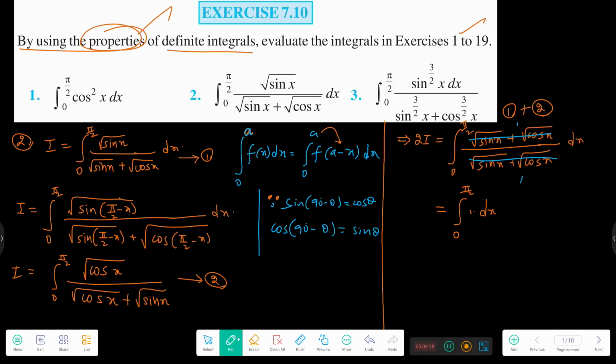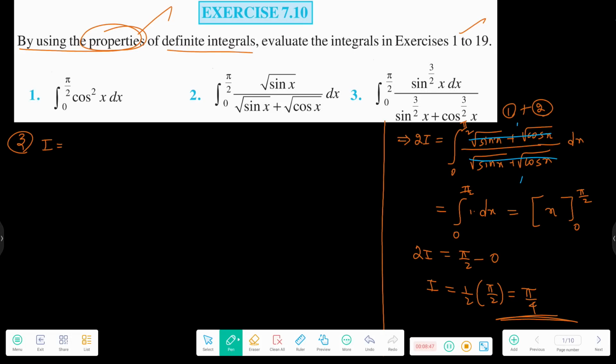What is the integral of 1 into dx? x. Very good, just x, from 0 to pi by 2. First apply the upper limit pi by 2 minus 0, which is 2I. Then I equals 1 by 2 into pi by 2, which is pi divided by 4. The same answer as the previous one we got. Have you understood? Is it okay? Right.